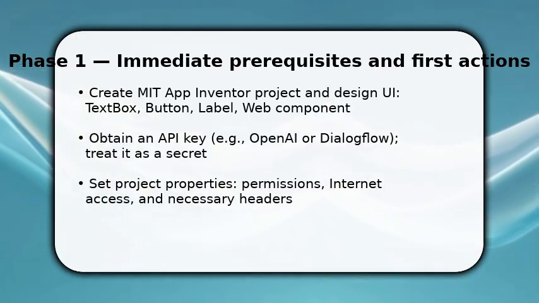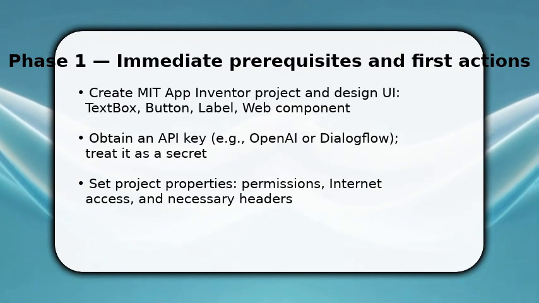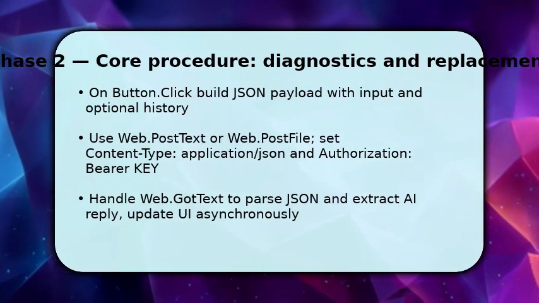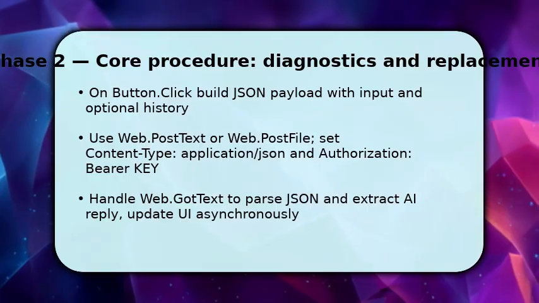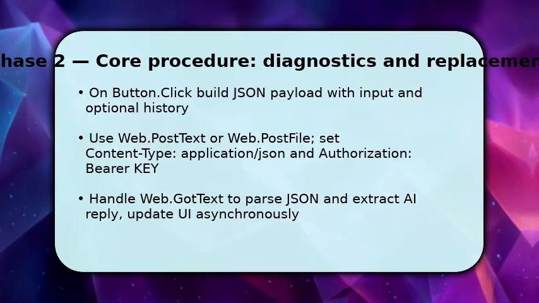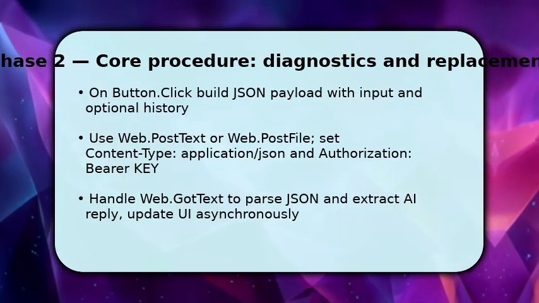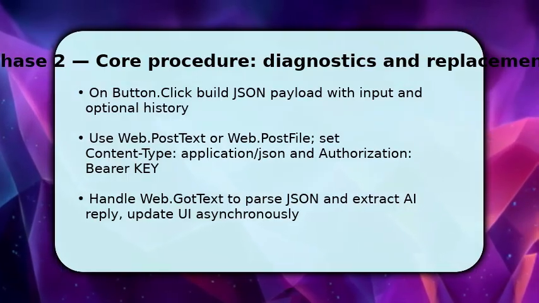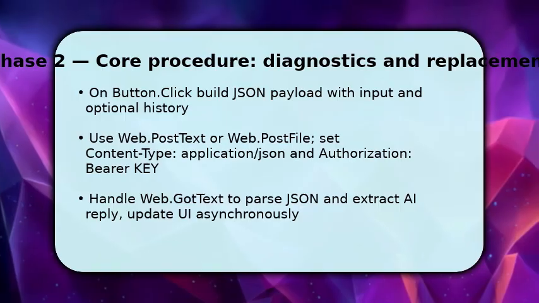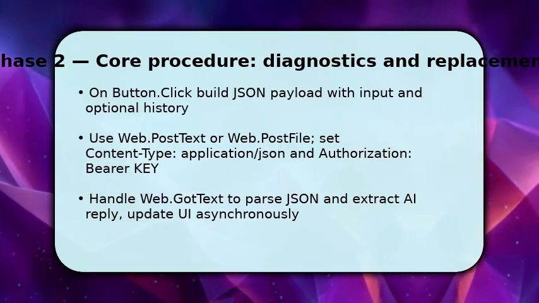Now you have the UI and access ready, and you can move to block-level integration. Next, you implement the logic in blocks. When the button click event fires, construct a JSON payload that includes the user text and optional recent messages for context. This improves coherence. Then call Web.PostText to your API endpoint, setting content type to application/JSON and adding authorization, Bearer plus your key.